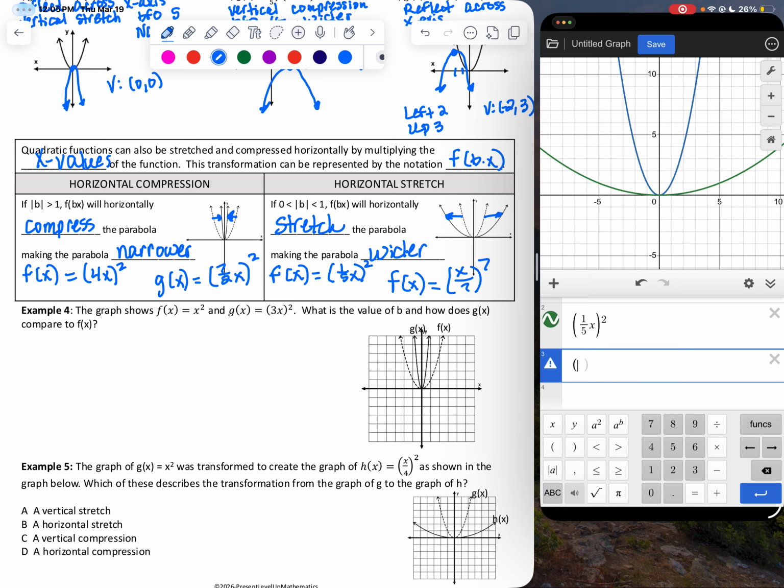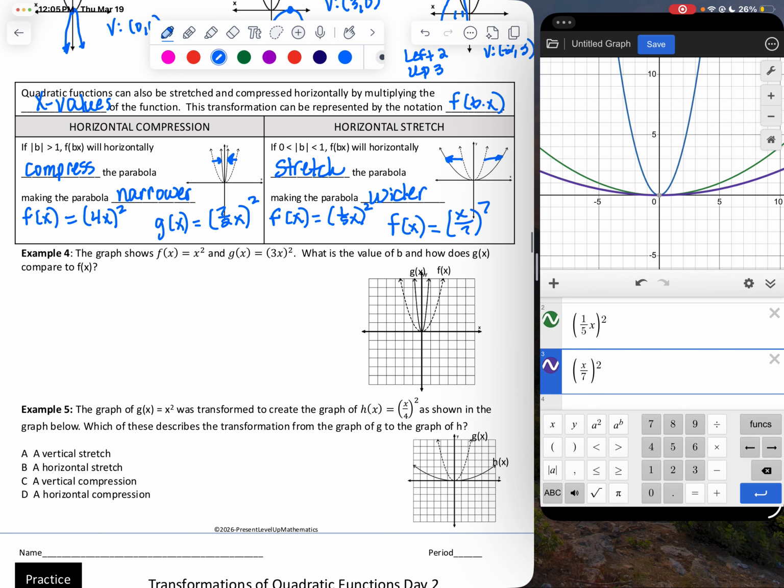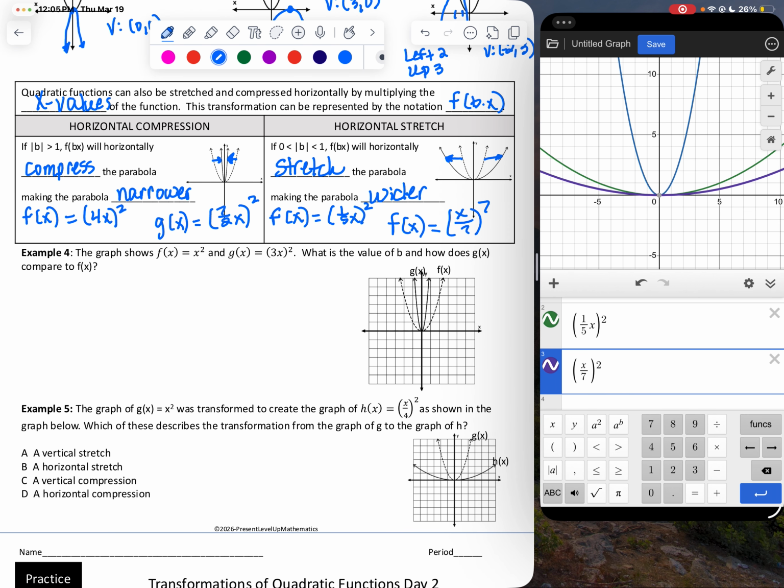Parenthesis, x over 7, parenthesis squared. Okay, your parabola will stretch horizontally and become wider. Now, here's an example of how this has been tested in the past. It says the graph of f of x equals x squared, and g of x equals (3x) squared. What is the value of b, and how does g of x compare to f of x?